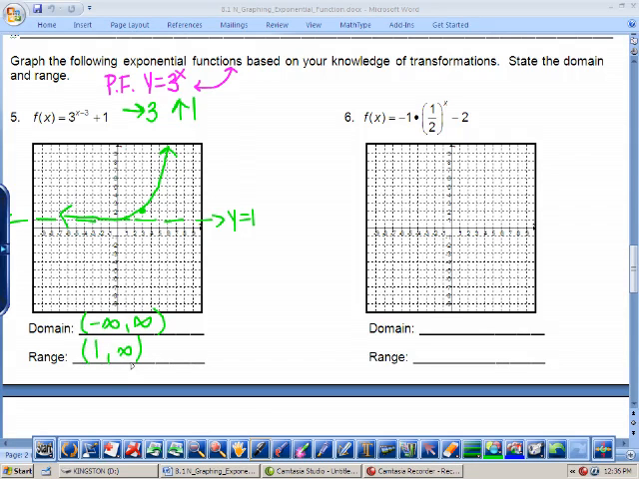For right now, we're just sketching the shape of the graph. So the only point you really need to worry about is (0, 1). If you want to plug in more points, you definitely can.